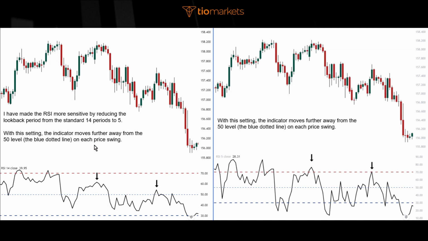If you use the 14 periods, you never get those signals unless you decide that the 50 level is your threshold for overbought conditions. Now that doesn't make sense, so I prefer to use a setting of 5.